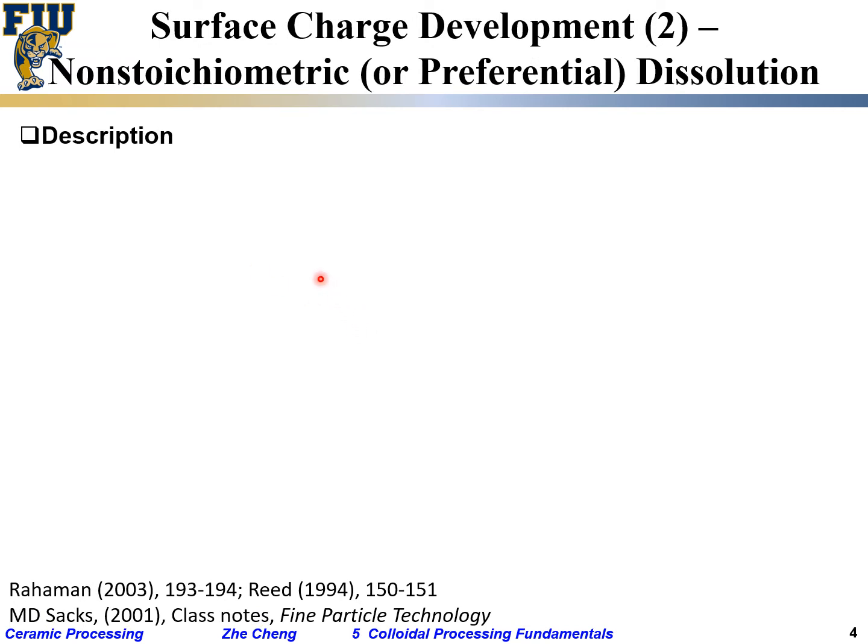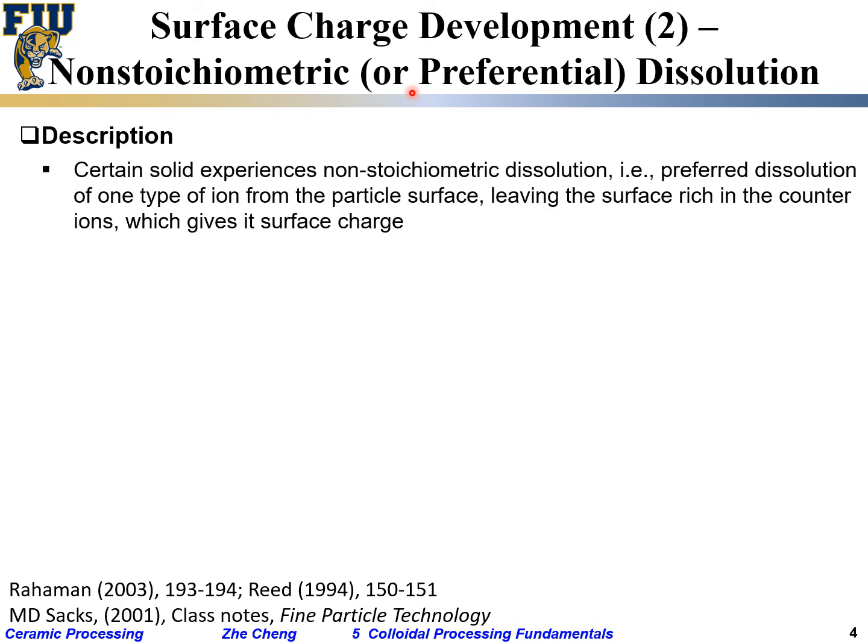Okay, so let's continue a little bit. This one we are going to talk about non-stoichiometric or preferential dissolution. This can also give us what we want, which is particles with surface charge. In this case, certain solids experience non-stoichiometric dissolution, which means they have preferred dissolution of certain ions from the particles and leave certain other ions, also called counter ions, on the surface, which gives it the surface charge.